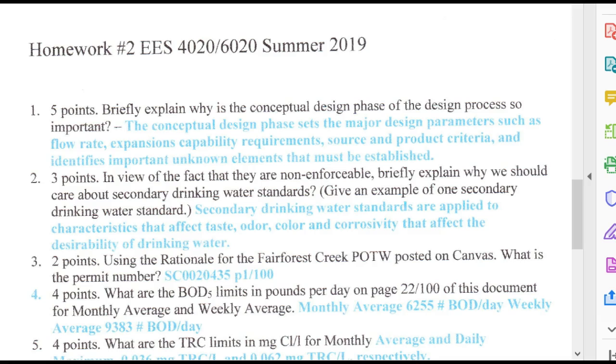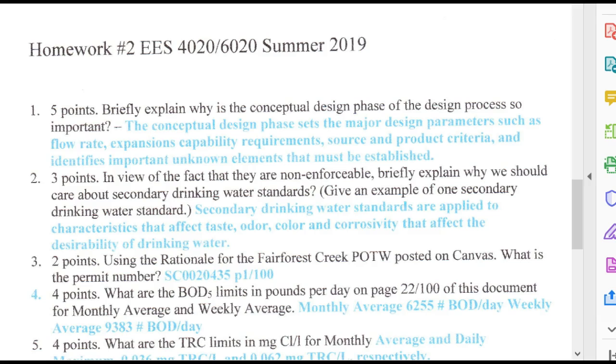So continuing on with homework set number 2, conceptual design. Essentially, the conceptual design is where most of the major decisions are made, and it's very important to get these established: the location and the water source, the water quality specifications, and also it's very important to identify what aspects are unknown so that they can be developed early on in the project.